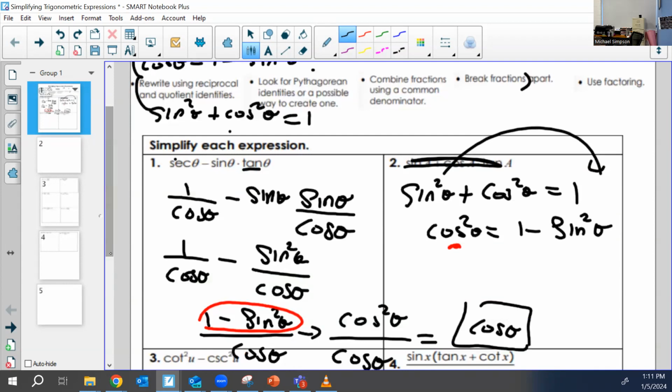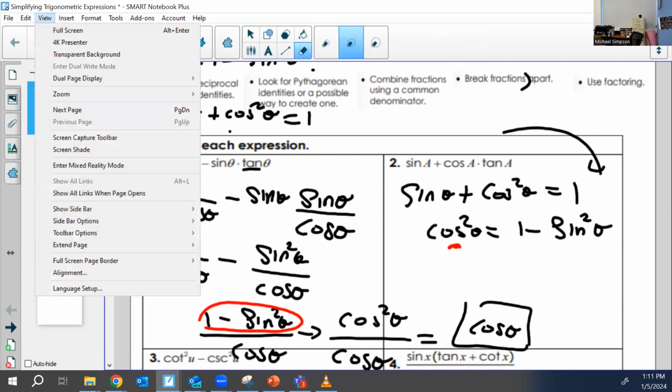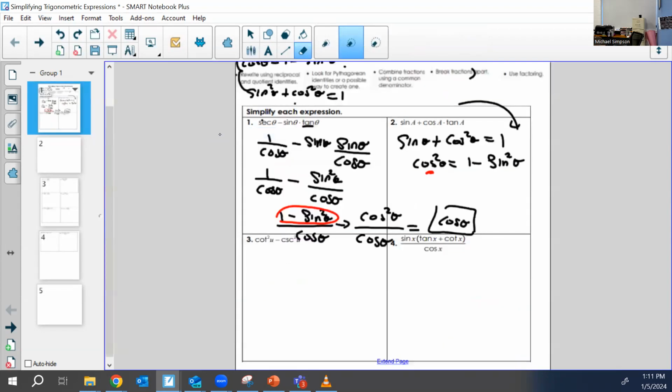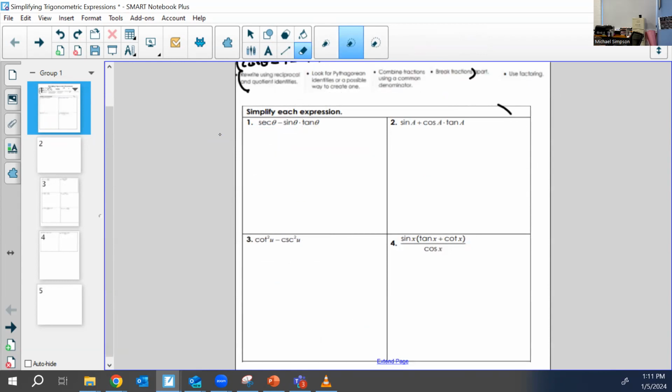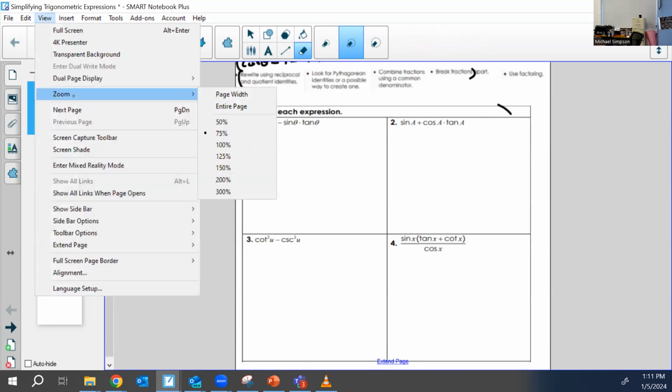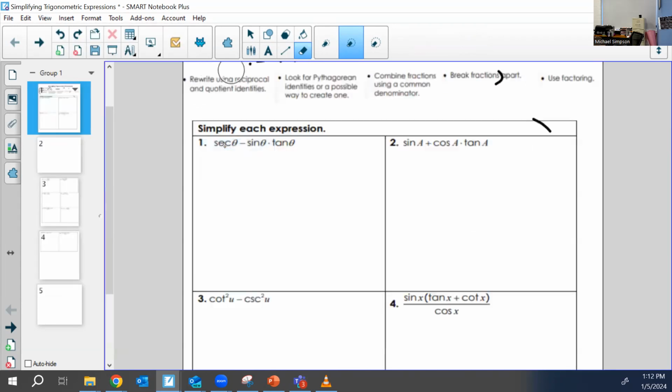Good. All right, let's try number 2. Let me go back and erase this. Again, the first thing you want to do is, with any quotient identity, write it in its simplest form. That's the first thing you want to do. Okay, so look at number 2. Let me go ahead and erase this.